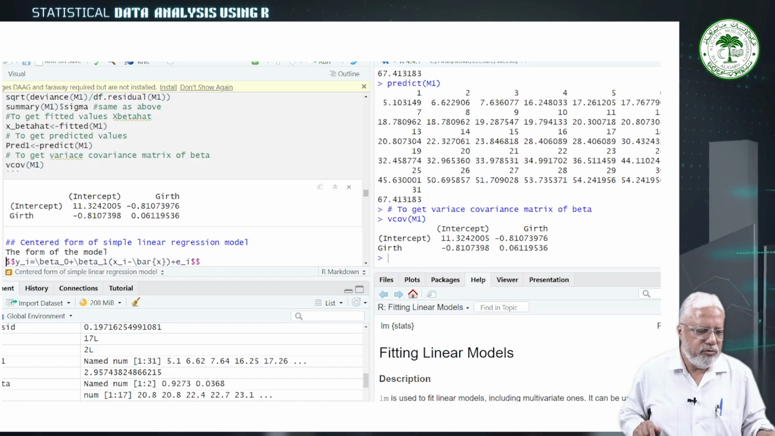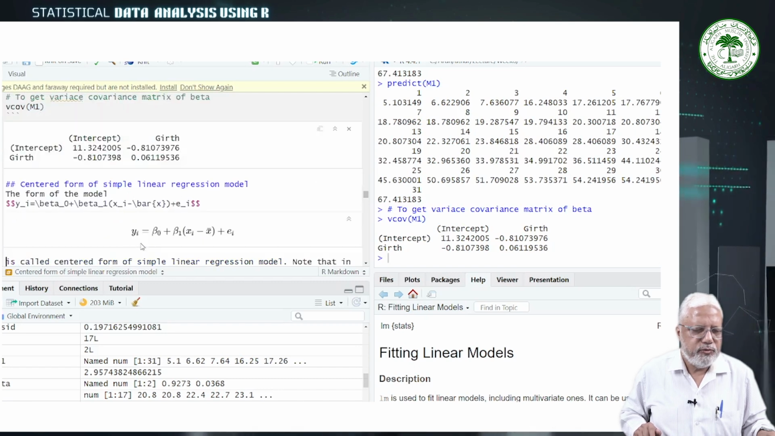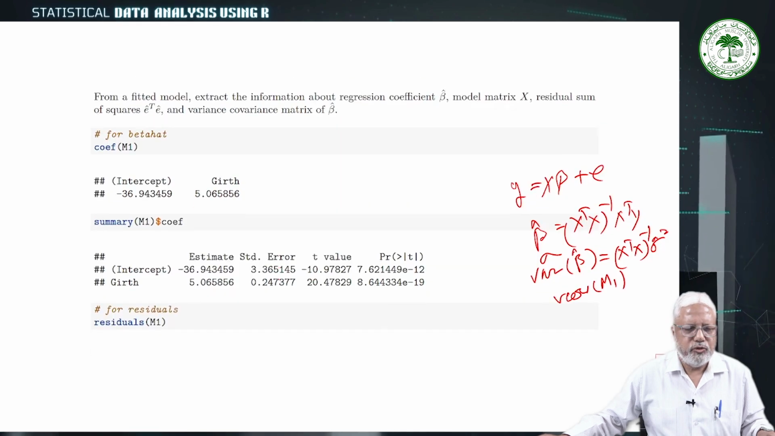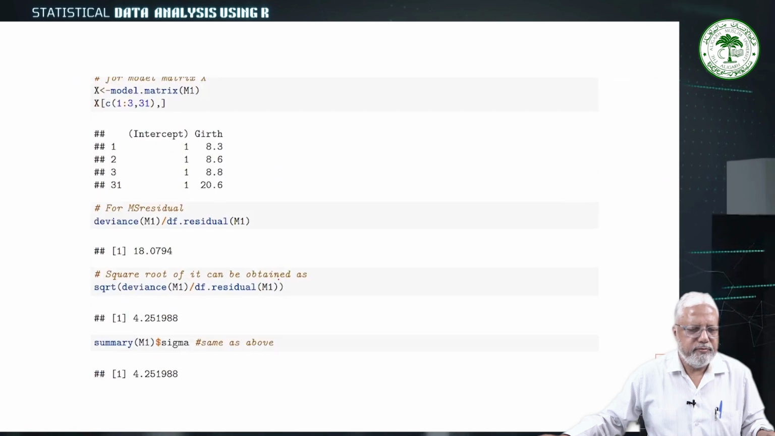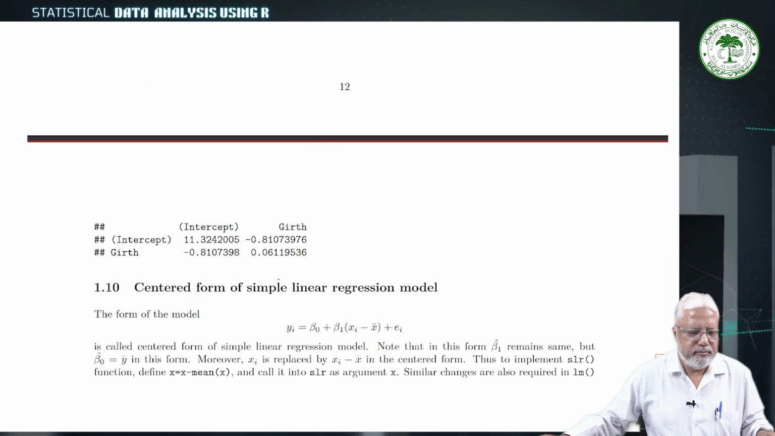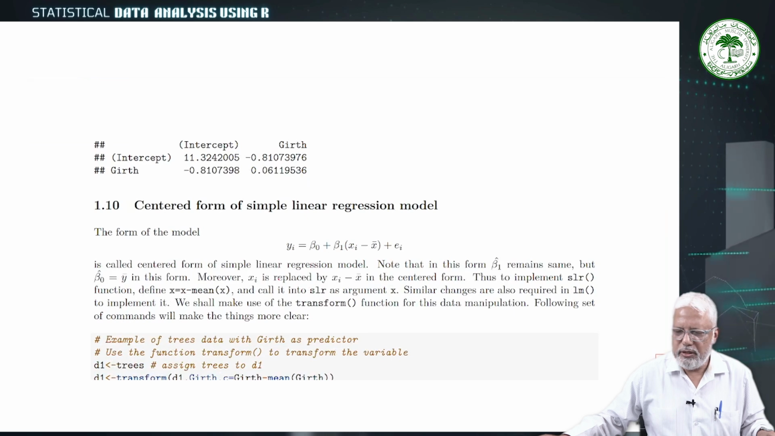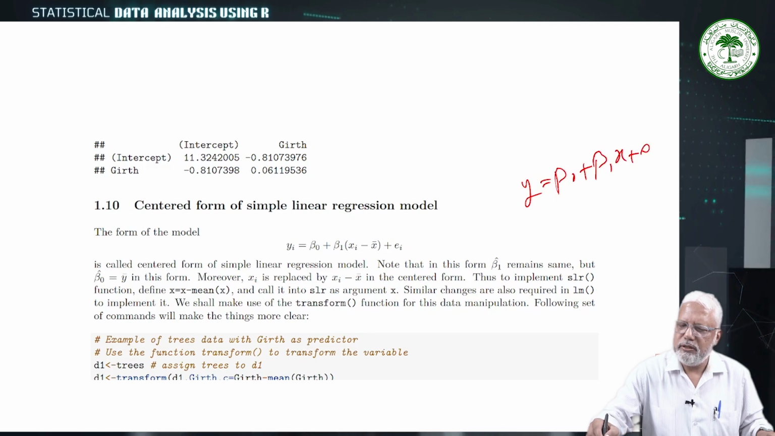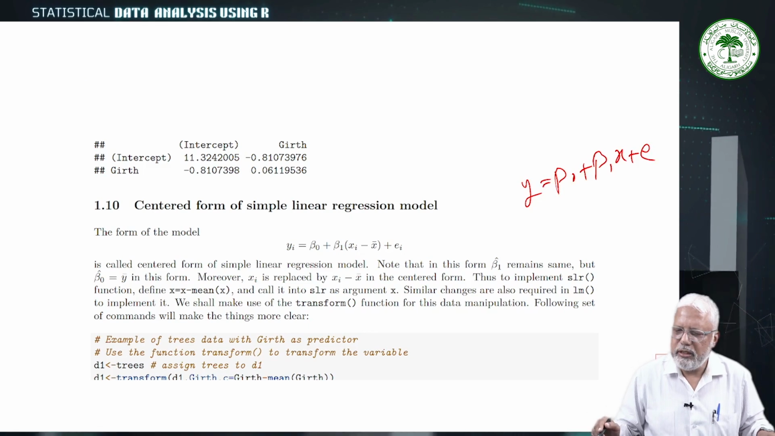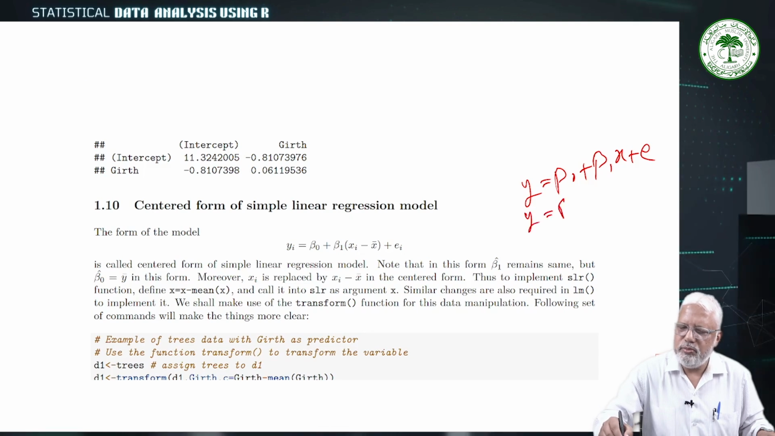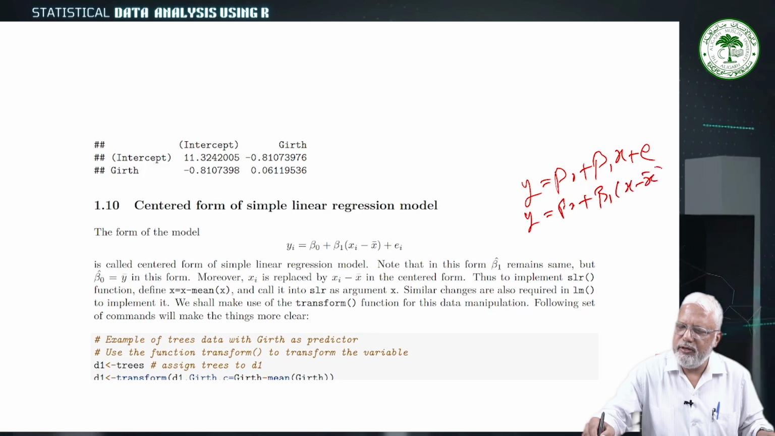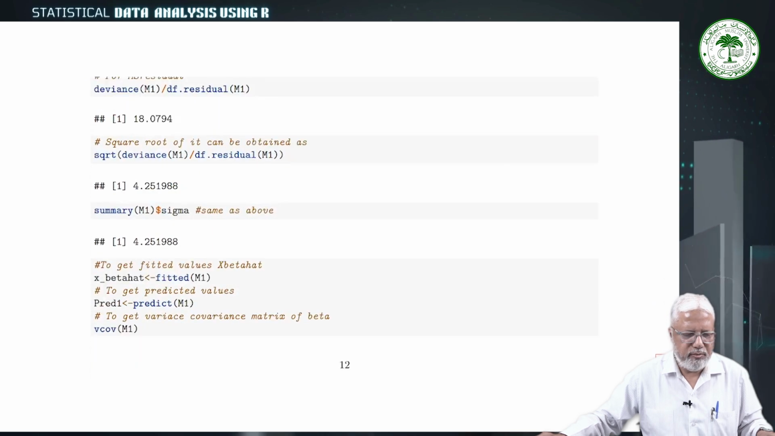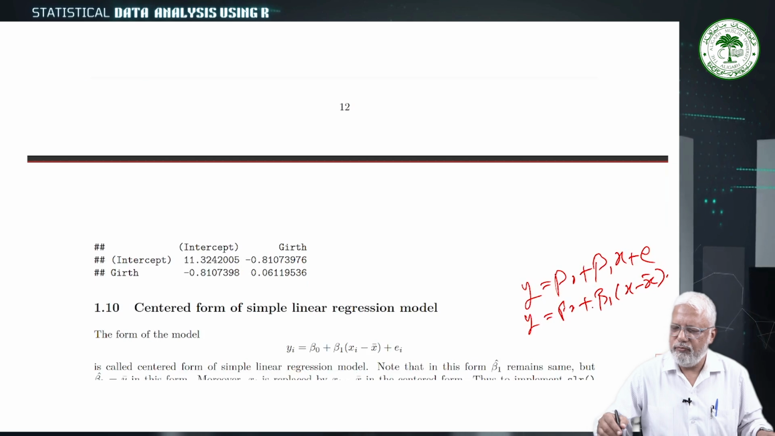Now I shall talk about the centered form of the simple linear regression model. So I will go to the PDF. See, if we fit a model y is equal to beta naught plus beta 1 x plus error, this is known as the simple linear regression model. But if we fit y is equal to beta naught plus beta 1 into x minus mean of x plus error, then this is known as the centered form of the linear regression model.